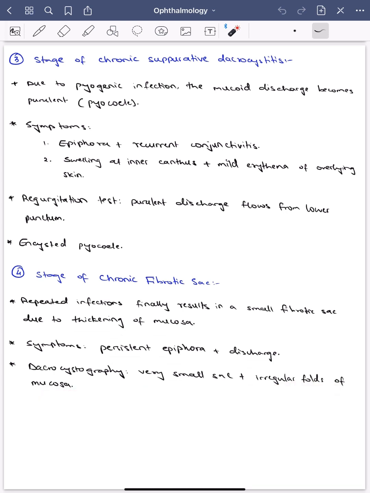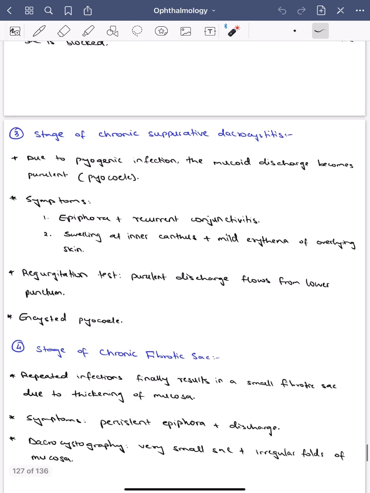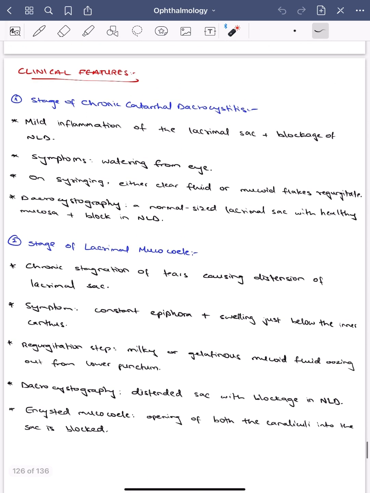So these are the stages of chronic dacrocystitis. So remember, the first stage is the stage of chronic catarrhal dacrocystitis. That is, there is a block here, and there is mild infection, mild inflammation of the lacrimal sac. Symptoms are watering from the eye. Then on dacrocystography, a normal sized lacrimal sac with healthy mucosa and a block in the nasolacrimal duct is seen.